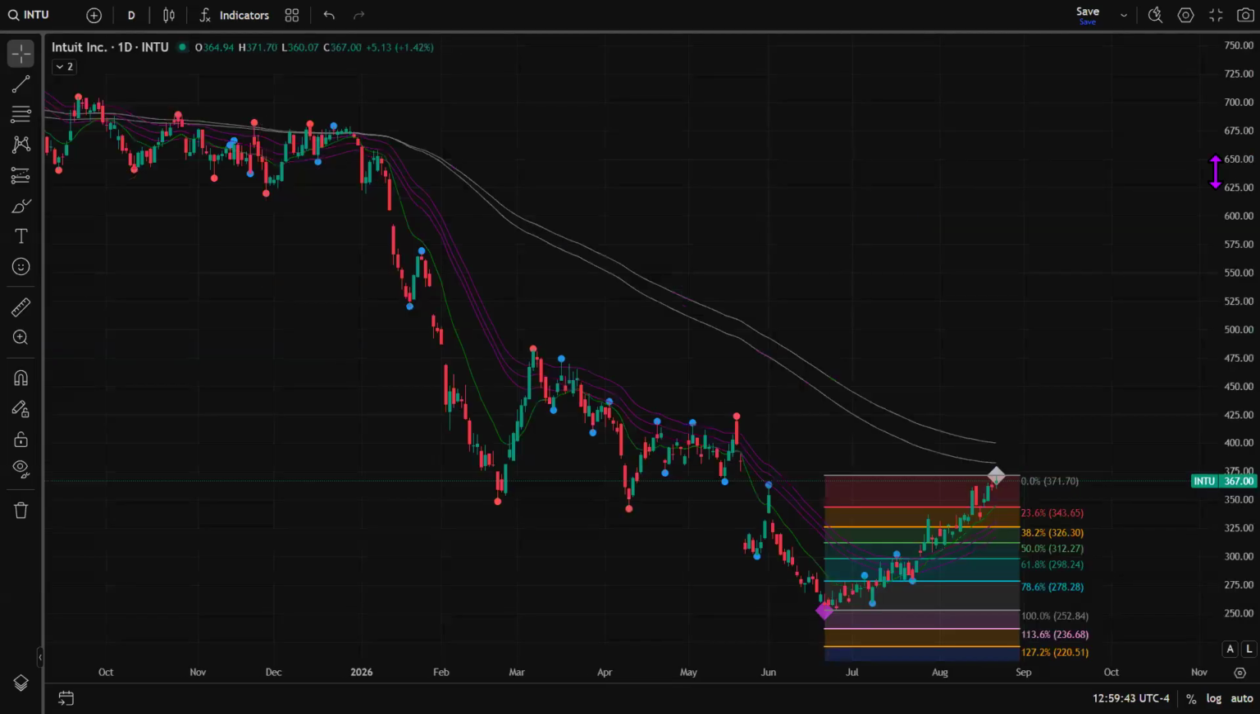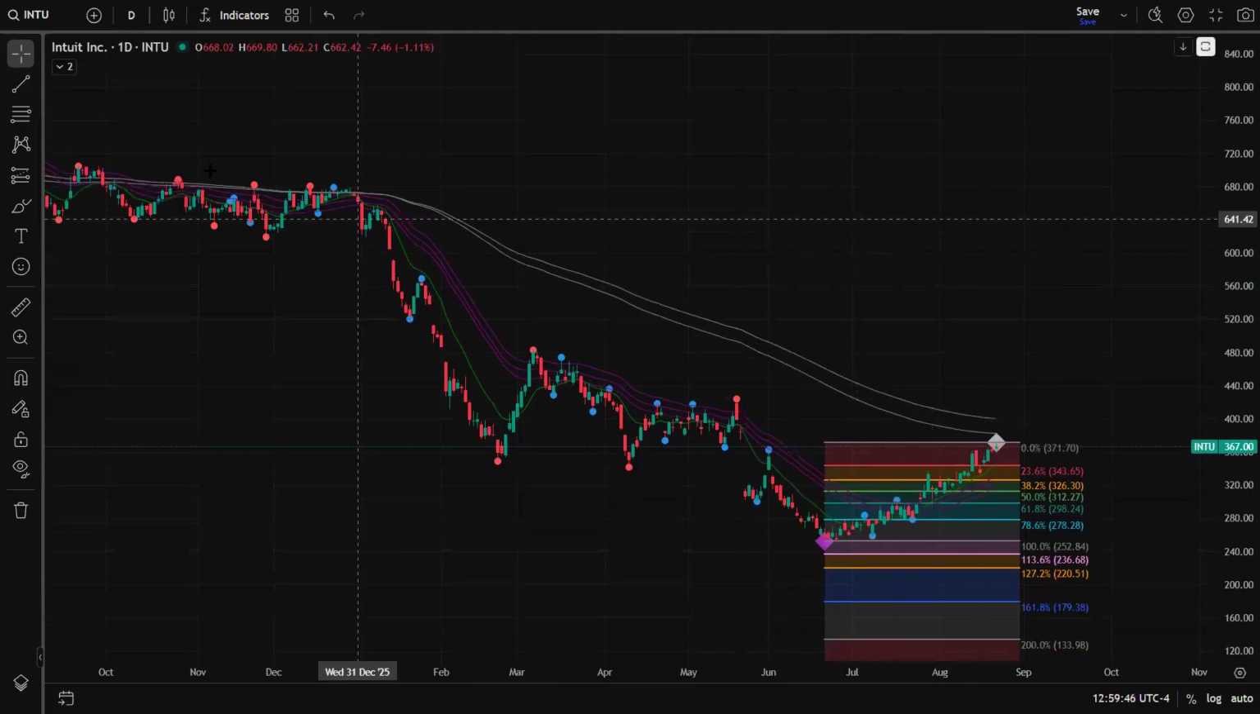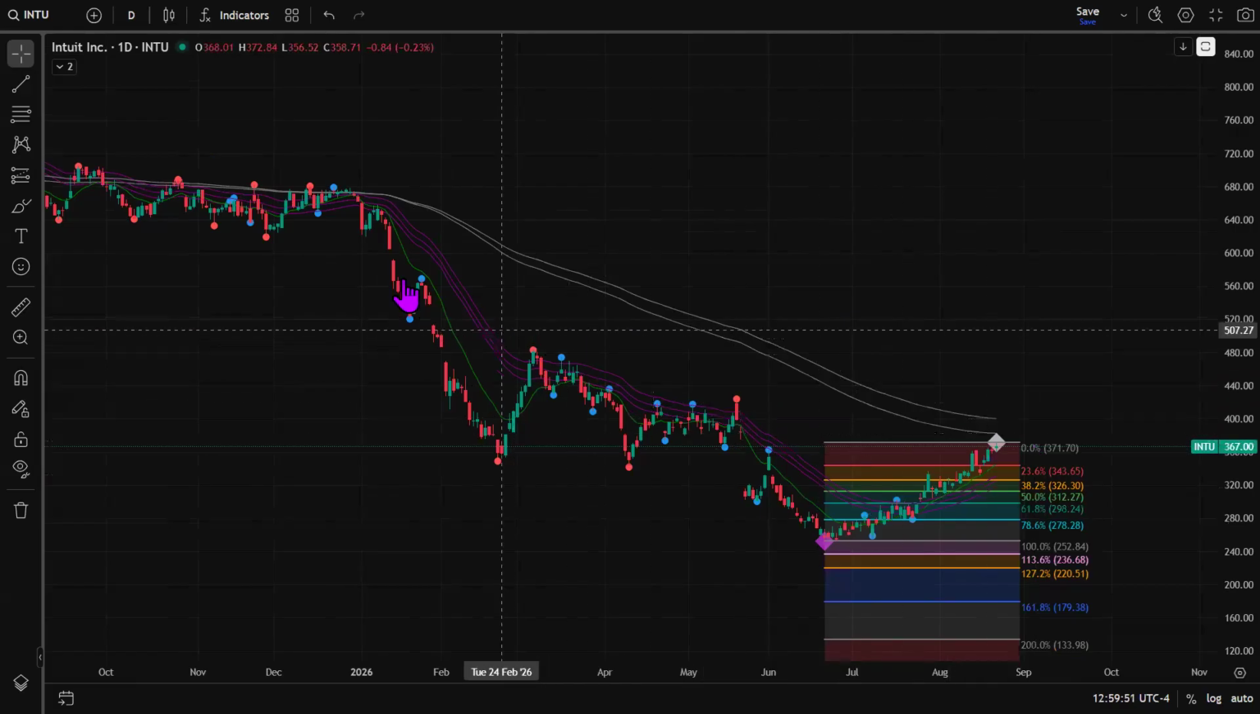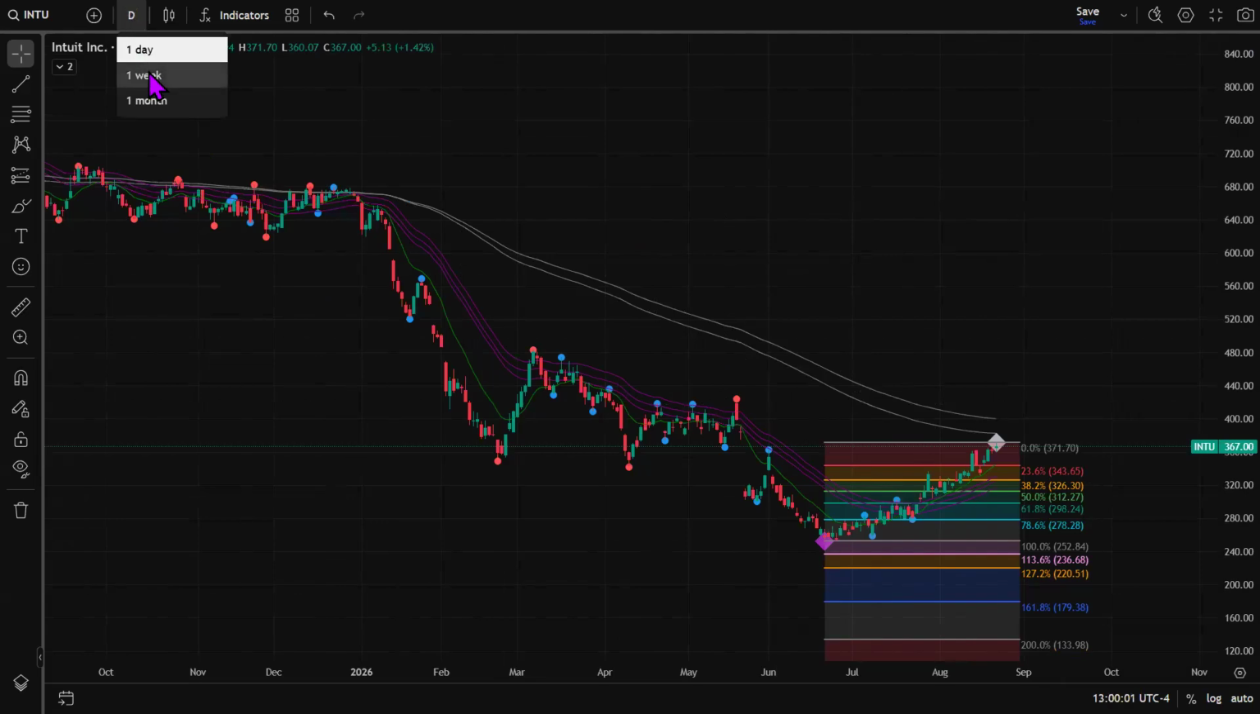Okay. So this is also in a daily downtrend. Whenever we're in a daily downtrend, I don't get excited about this. I just don't. Okay, but this is a really nice downtrend. Let's look at the weekly.